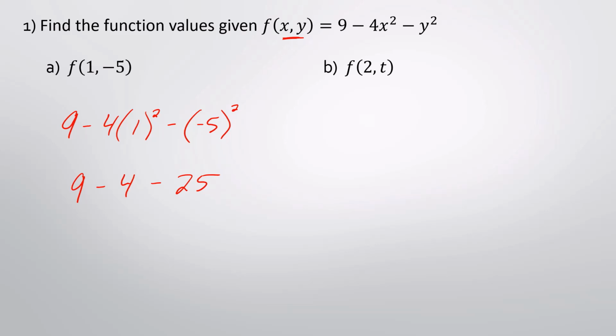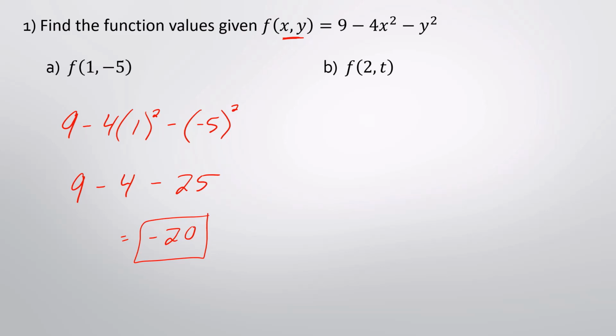So now I just combine things as best as possible, or at this point just do all of the adding and subtracting. A couple of different ways we could do it. We could go left to right, or combine our positives together, our negatives together. Regardless, I think we can all do this mental math. 9 take away 4 is 5, take away 25, that would take me down to a value of -20. So this function's value at the point (1, -5) would be -20.